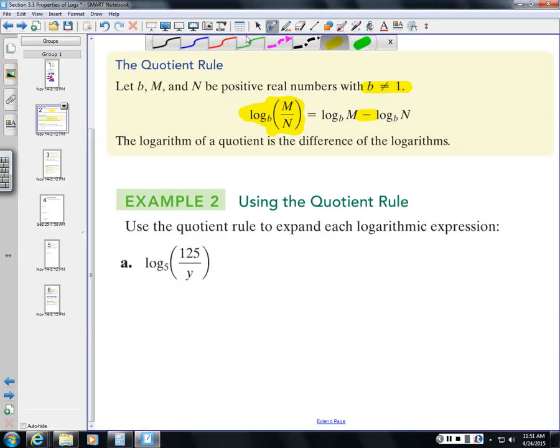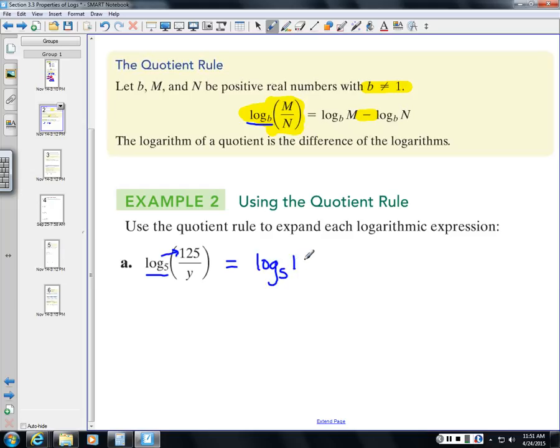So example 2, using the quotient rule. All I want to do here is expand. So we've got the log base on the outside, and the log is actually going to go to the numerator. So we know that this log base 5 is going to go to the 125. And we also know that that log base 5 goes to the y. Because it was division, the rule says that we subtract. And that's all we have to do to expand that out.